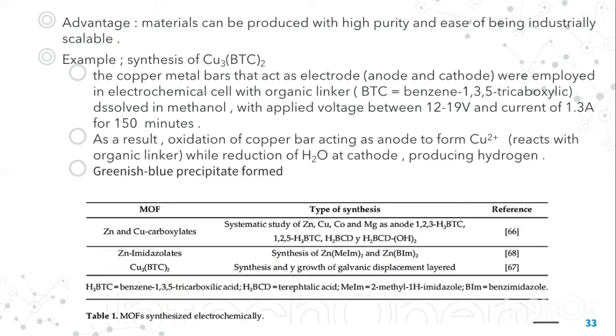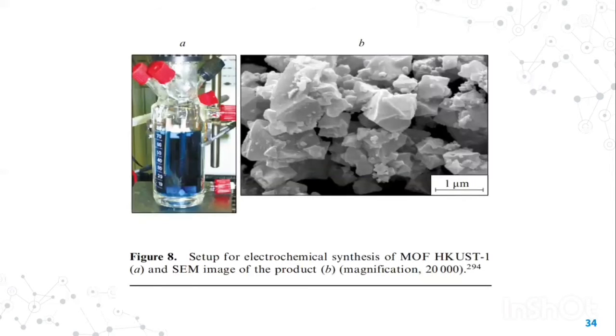The copper metal bar acts as an electrode, which can be anode or cathode, and was employed in an electrochemical cell with the organic linker, which is BTC. It was dissolved in methanol with an applied voltage between 12 to 19 volts and a current of 1.3 amperes for 150 minutes. As a result, oxidation of the copper bar acting as anode forms Cu2+, while reduction of H2O at the cathode produces hydrogen gas. A greenish blue precipitate will form. This is the example of the synthesis and the result.